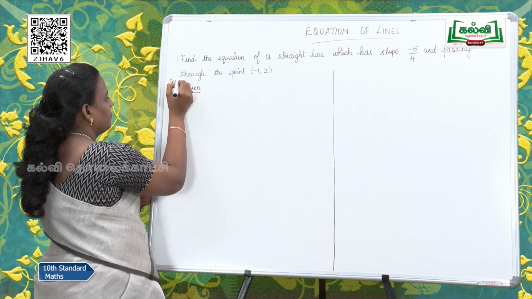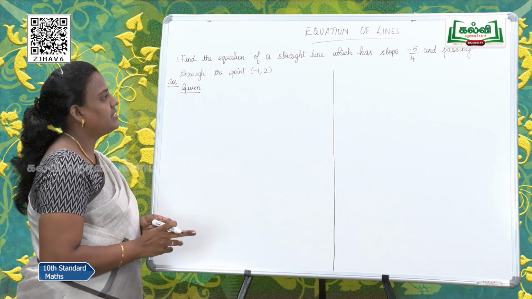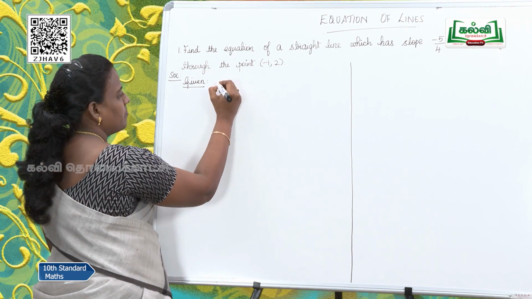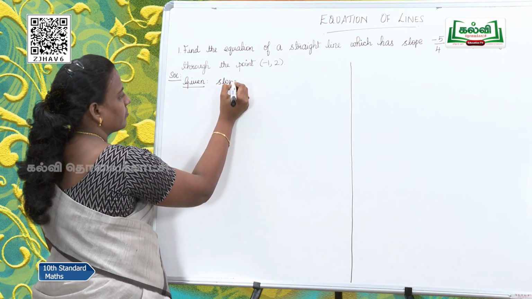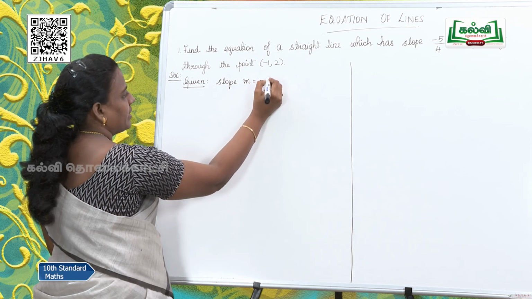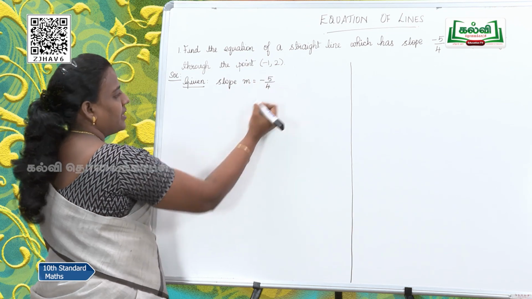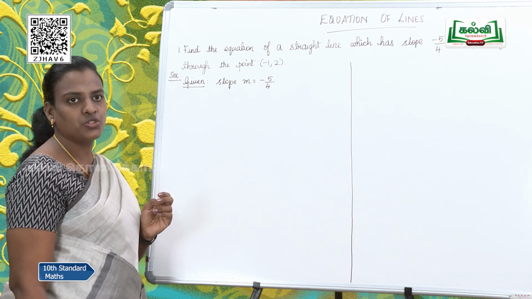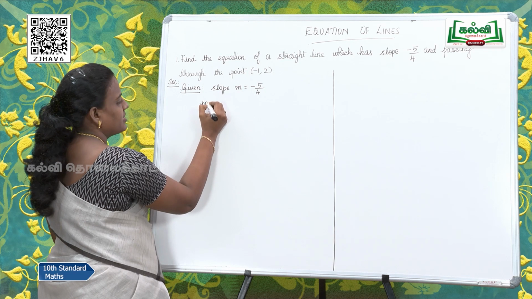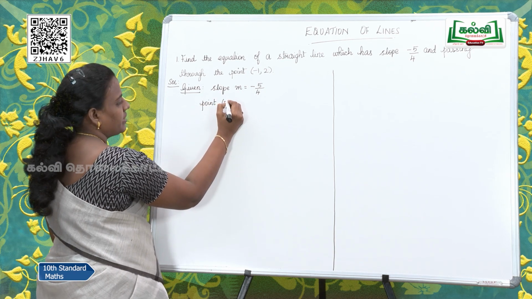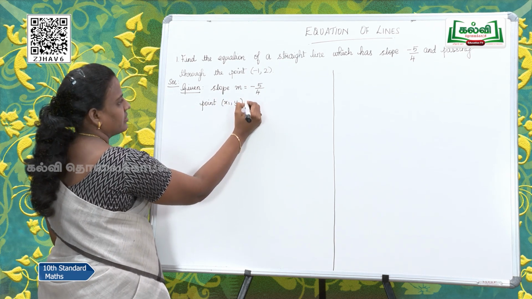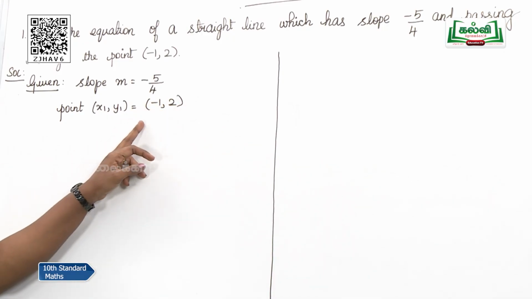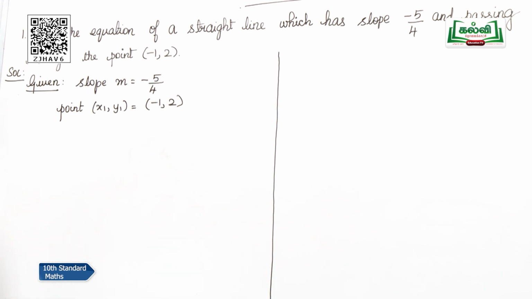So solution. It is given that it has a slope minus 5 by 4. So slope m is equal to minus 5 by 4. And it says that the line is passing through the point minus 1 comma 2. So the point is, let me take the point as x1, y1. This is minus 1 comma 2. What it means? x1 is minus 1 and y1 is 2.